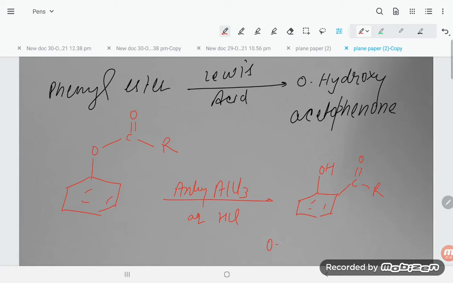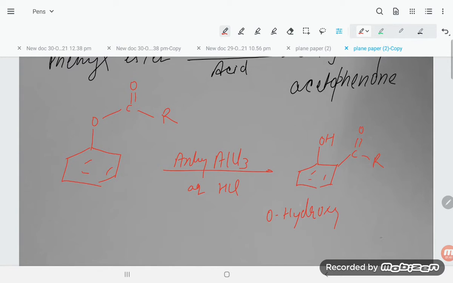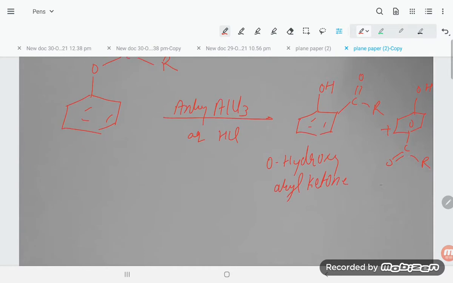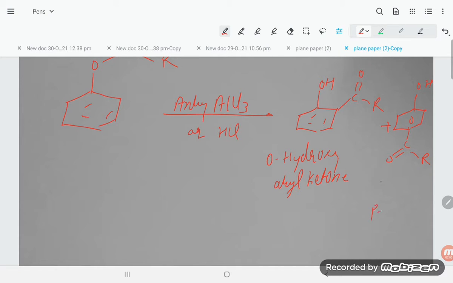This is the orthohydroxy aryl ketone. One more possibility is there. What is the possibility? Here is the OH group, this is C double bond O, and this is R. That is what is known as para hydroxy aryl ketone. So this is the reaction.